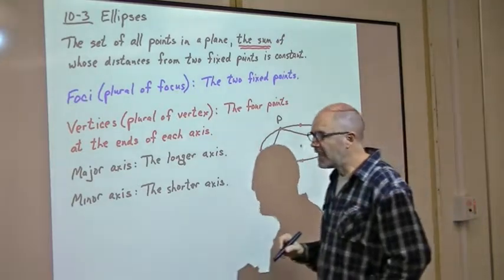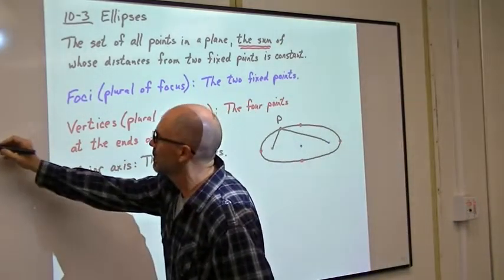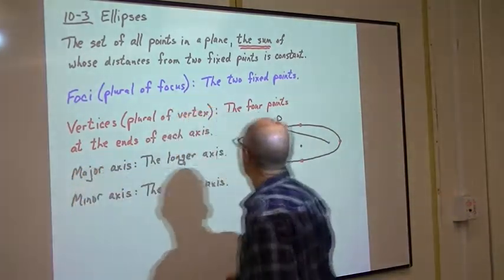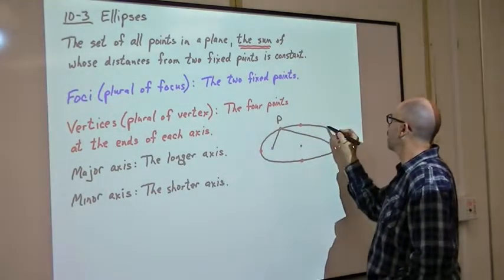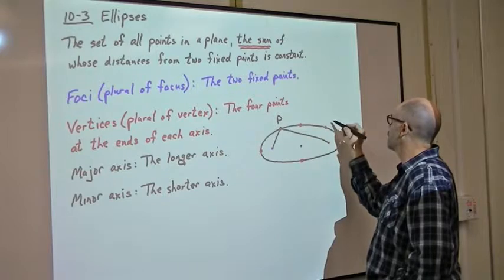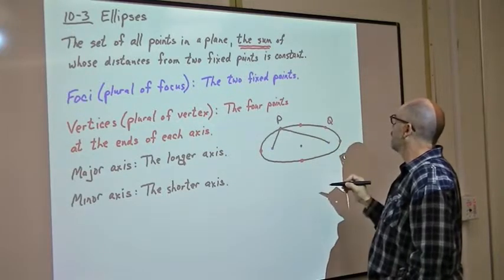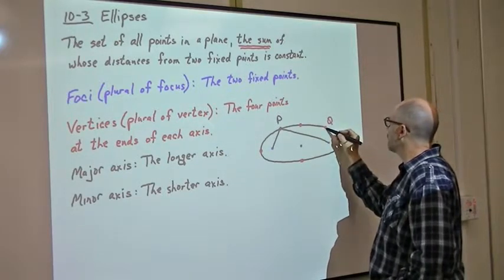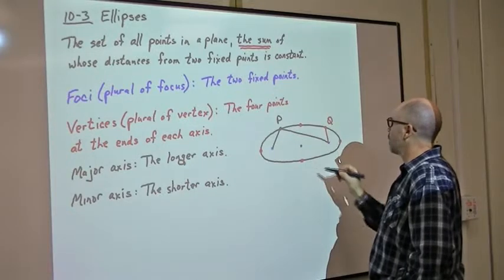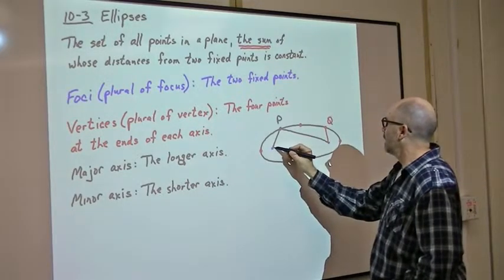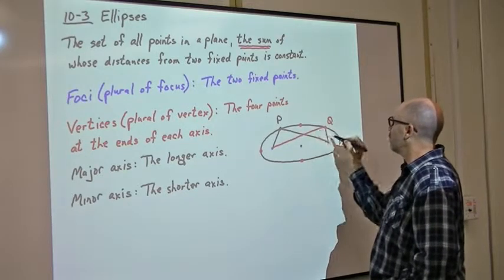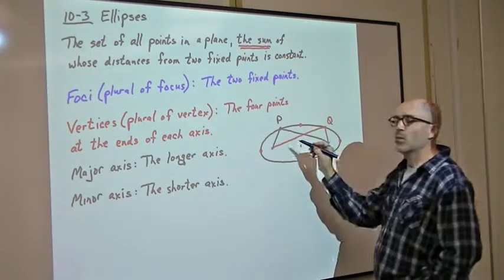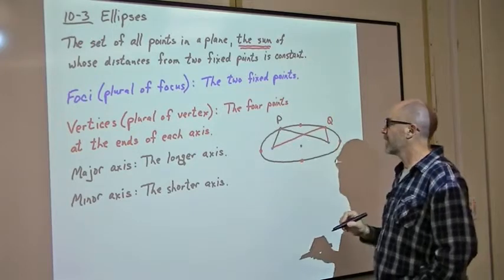Now, let's say I take another point Q, and it's just another random point somewhere on here. So we'll put Q right here. So now if I take the distance from Q to the focus and Q to the other focus, I add up the red, and that will be the same as the sum of the black.